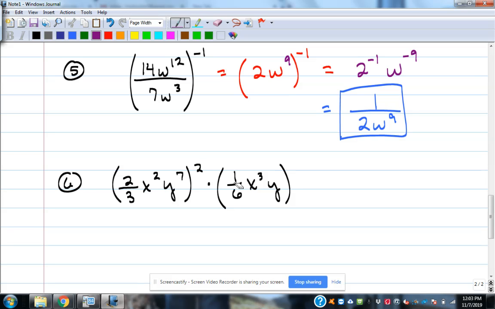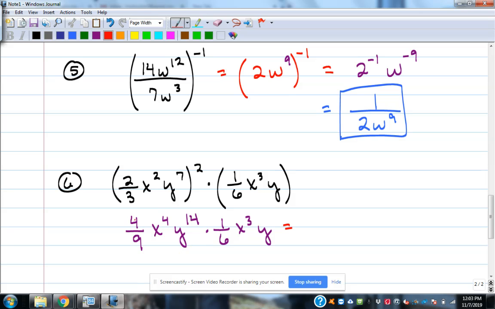to the exponents. And this one has an exponent on the outside. So what gets the squared? How do you square 2/3? Yeah, square both of them, the 2 and the 3. So that's going to be 4 over 9, x to the 4th, y to the 14th, right? And we're multiplying that times 1/6 x cubed y.